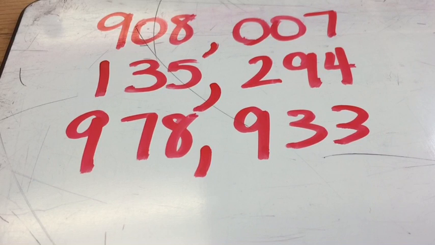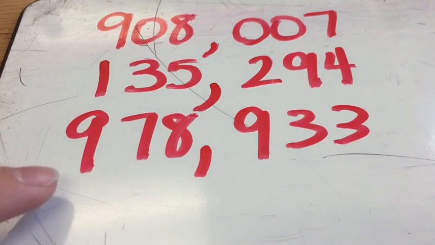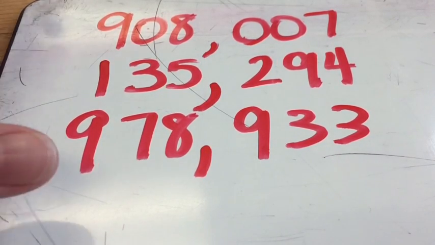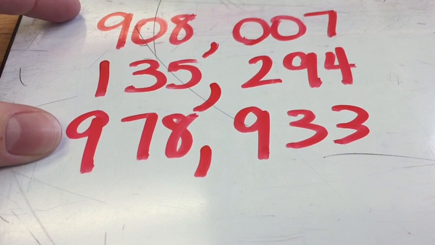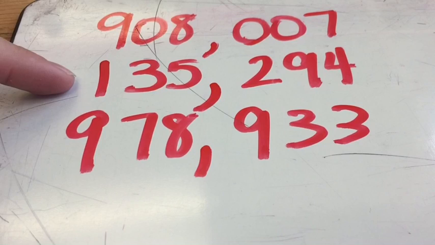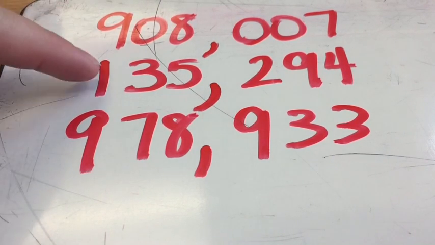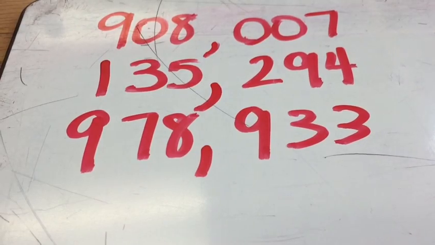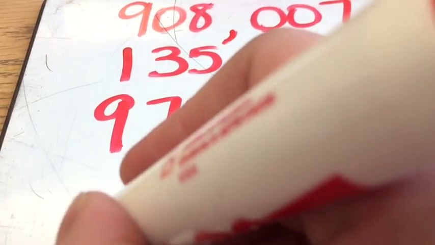So right now we're going to put these numbers in order from least to greatest, and the easiest way to do that is to start on the left side of the number and work your way right. So right now I can see that these two numbers have a 9, so they are the biggest number. Here we can see that this number has a 1, and we know that 1 is smaller than 9. So we know that 135,294 is our smallest number. So let's put that number first.